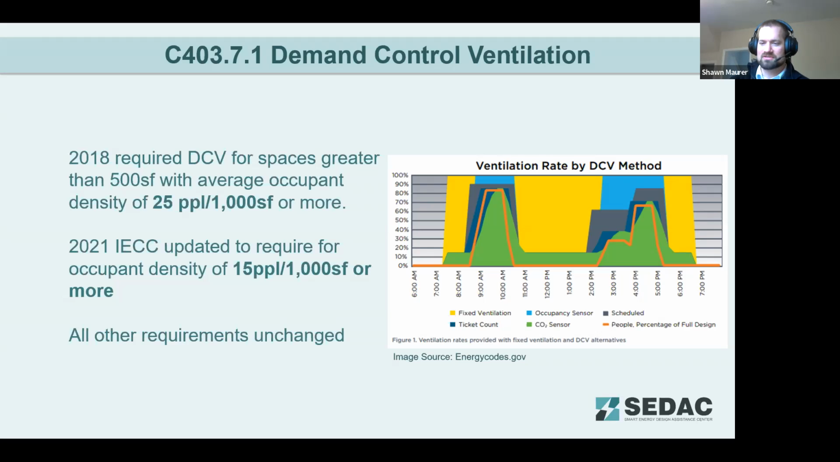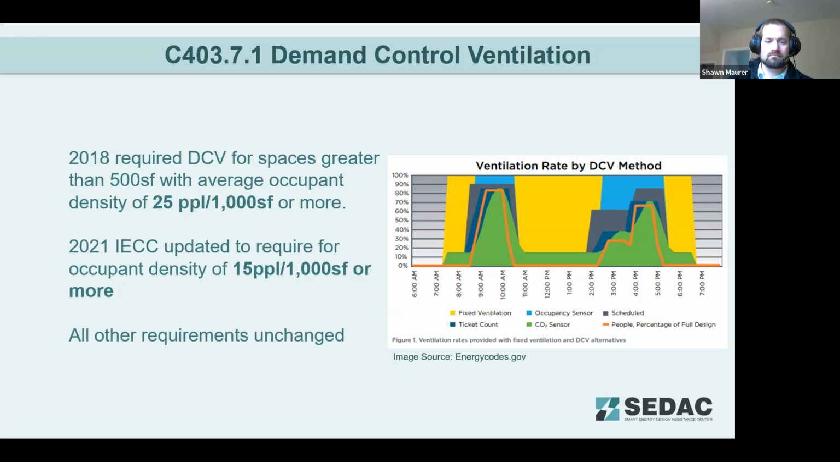The other requirements, as far as the systems having to be served by an airside economizer, having an automatic modulating outdoor air damper, or a design outdoor airflow of greater than 3,000 CFM, are unchanged from the previous code cycle. The only additional stringency is this occupant density trigger for demand control ventilation.